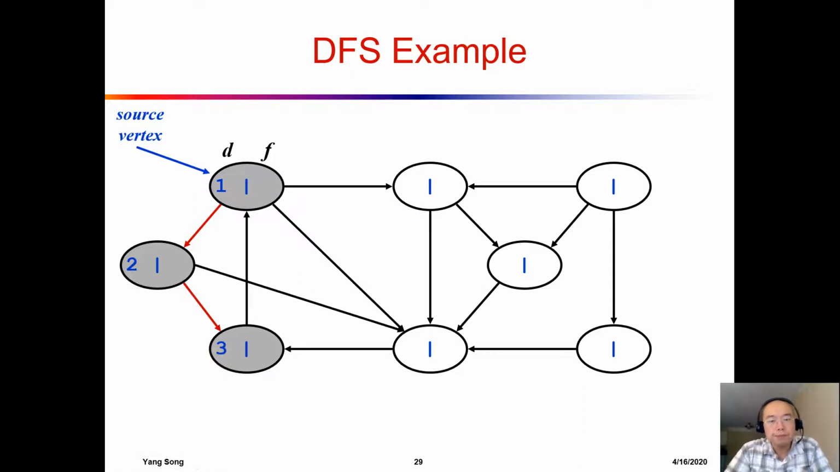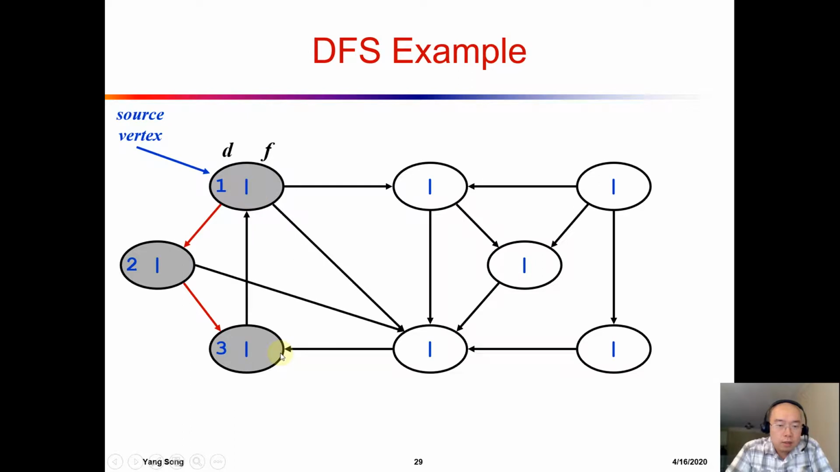Okay, so for the next one, I have a question. Can we go with this path? Can we go from here to the source vertex, the root of the tree? So is this the right way to go? The answer is no, because when we are doing the DFS, we are only discovering the white vertices. So we can't go that way.